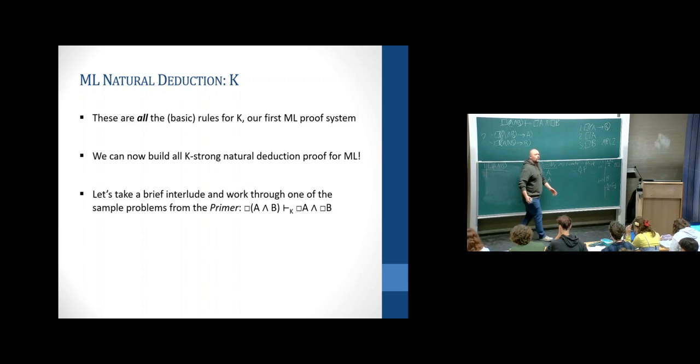What's our last rule going to be? What's the last rule we're going to invoke? If we're looking at our sentence, what's the main operator of this sentence? It's a conjunction. It's conjunction introduction, right? So we're just going to build both conjuncts. That's all we're going to do.